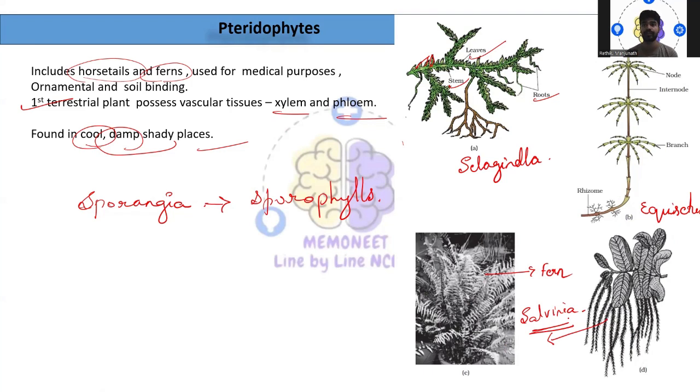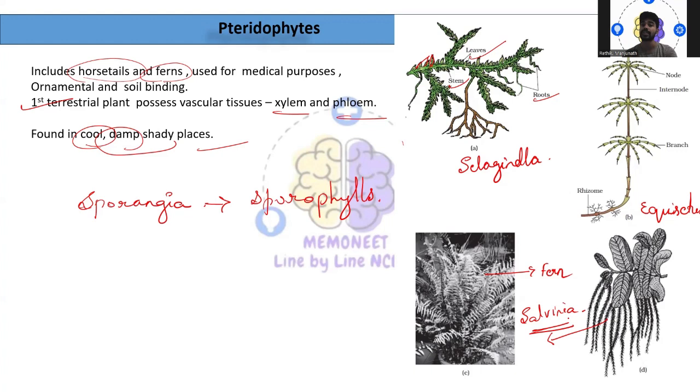Whenever you're preparing for pteridophytes, make sure that you know their availability, where exactly they grow, what their habit is, where exactly you will find them, and what their speciality is. For example, earlier when I was talking about the bryophytes, I told you they are the very first amphibians in the plant kingdom. Why? Because they live in both water as well as on land. Even the entire development happens in water itself, and they basically grow on land.